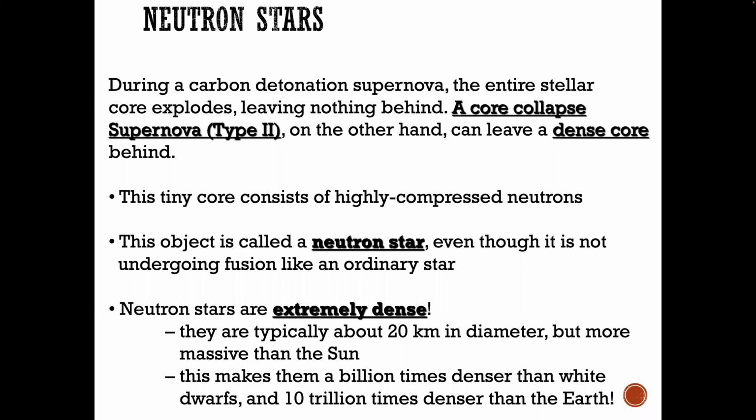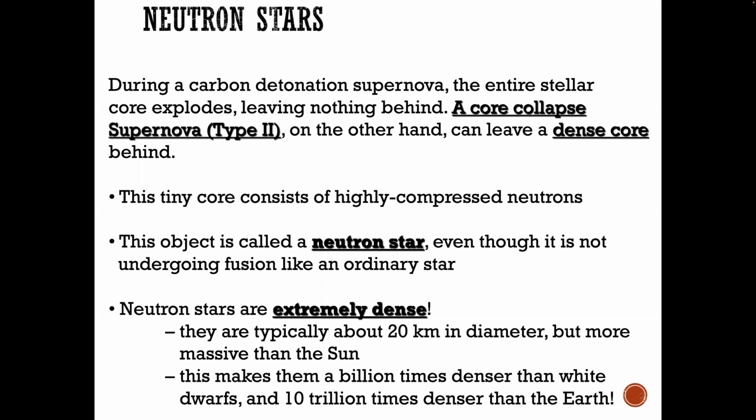And after that, for the heavy mass stars, there will be this dense core, which consists of highly compressed neutrons, that will remain as it is, right? And this particular object is what we call a neutron star. So we give a specific name for that. You know that it's only neutrons there now, so this is called a neutron star. This particular star is not undergoing fusion reactions like an ordinary star because it is full of neutrons.